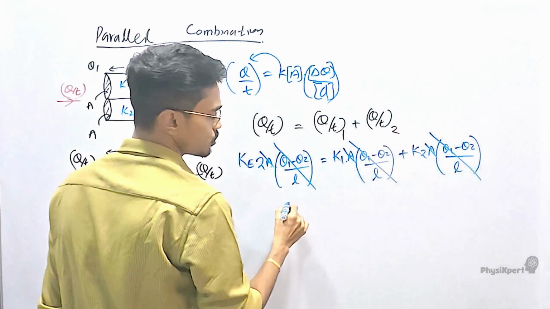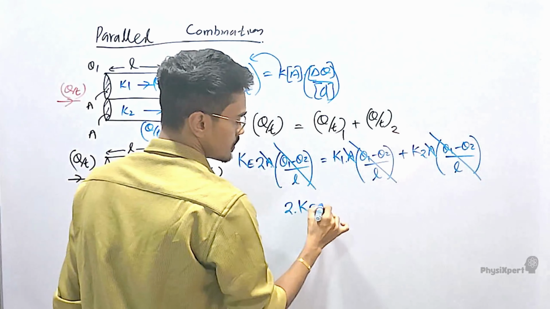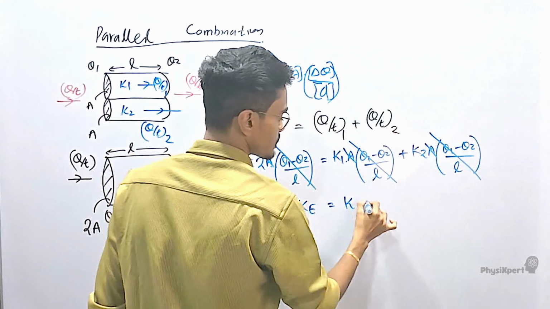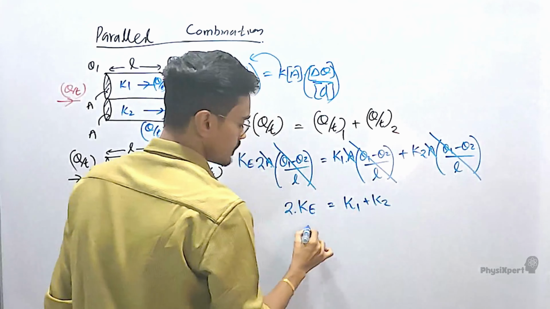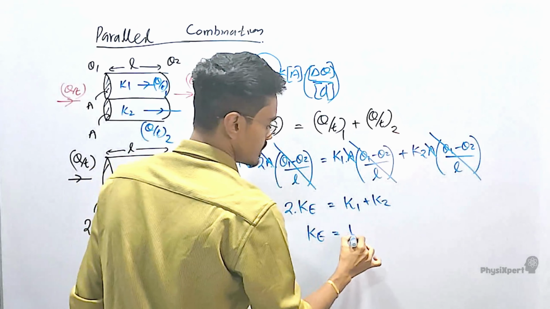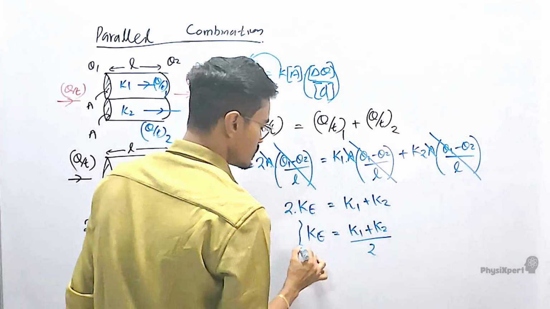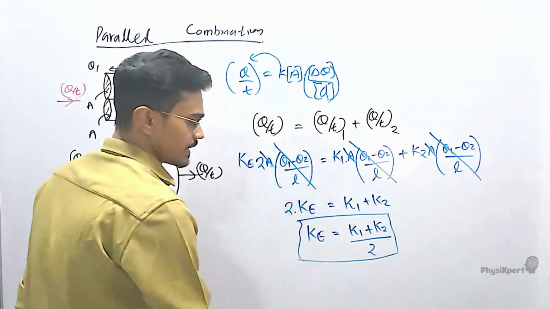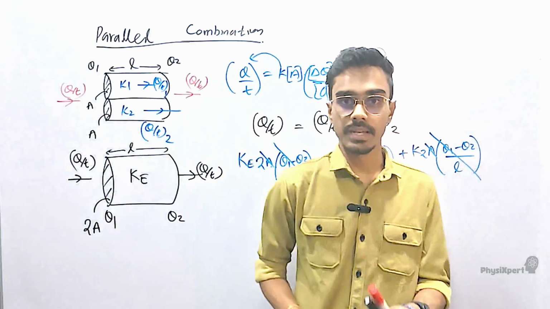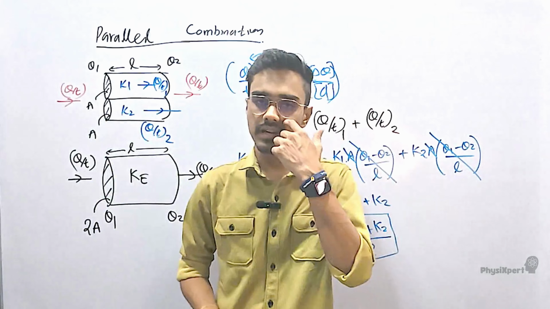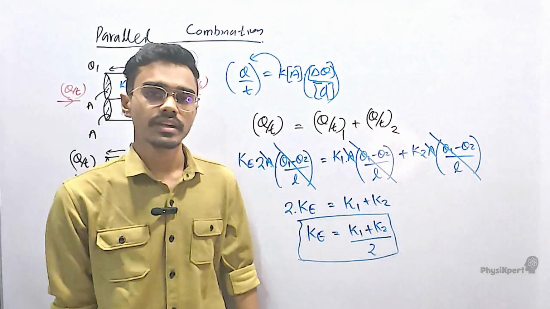So what's remaining? 2Ke equals K1 plus K2. We need Ke. Ke is K1 plus K2 over 2. This is the equivalent heat conductivity in parallel combination, right?